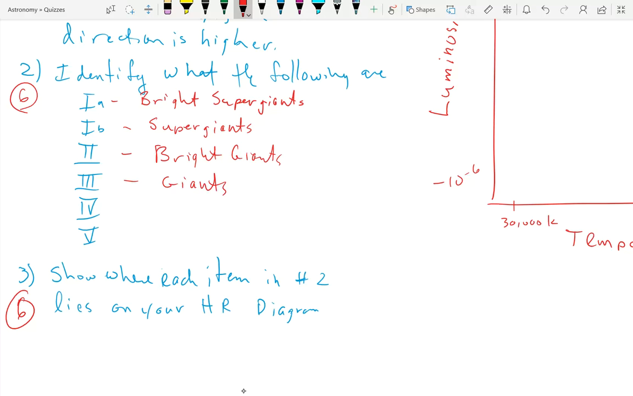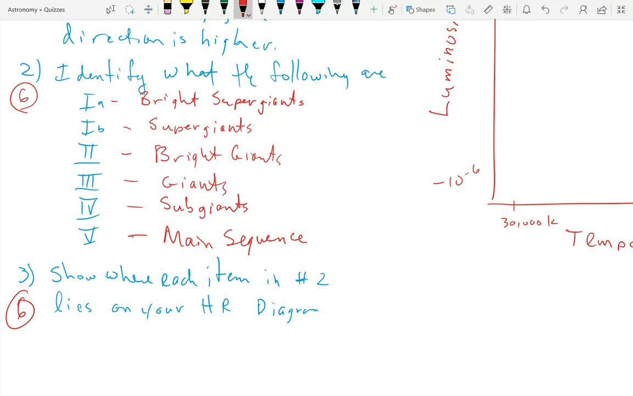Giants. 4, subgiants. Yes. I always look for ways to give you some points. So if you write giants on all of them, well, you're going to get full credit for 3. Main sequence. So that's 1 point for each.